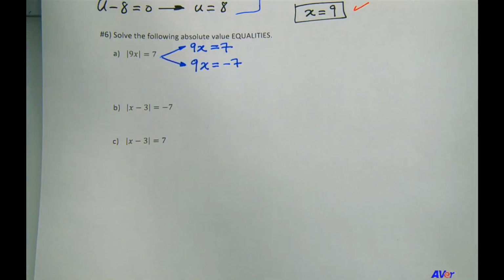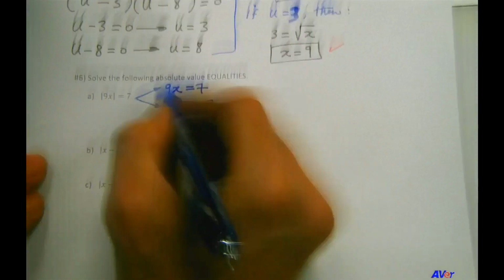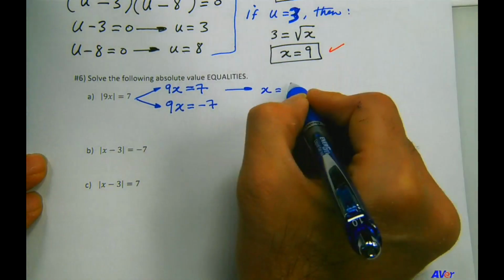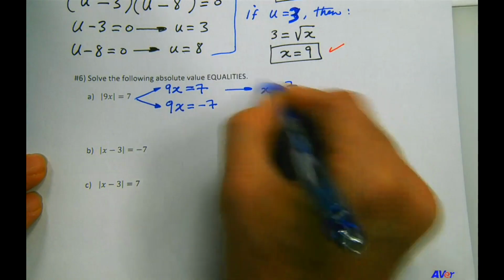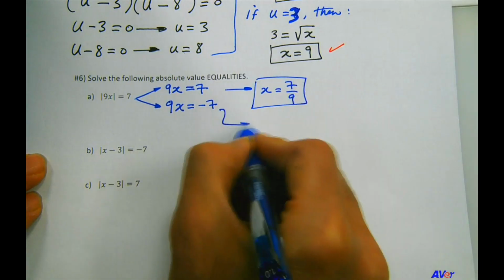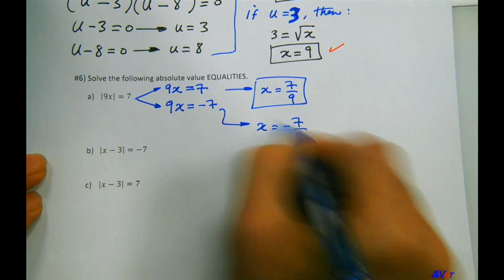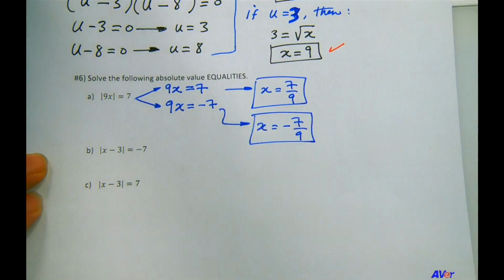All right, so let's solve for x using this. Then x is equal to 7/9. And from here, x equals minus 7/9.